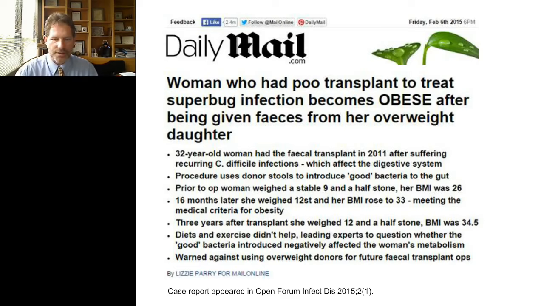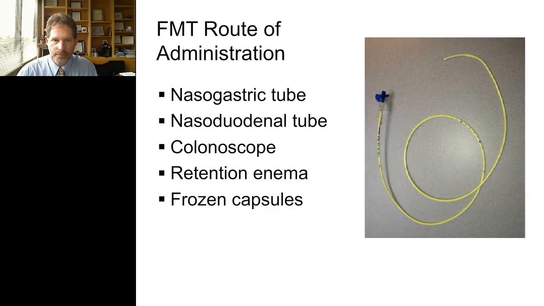Now, obviously, this is a single case, but I don't think it's crazy to realize that there may be unanticipated consequences of completely replacing someone's fecal microbiota. In my opinion, though, the really life-saving nature in some cases of FMT outweighs those somewhat theoretical concerns at this time.